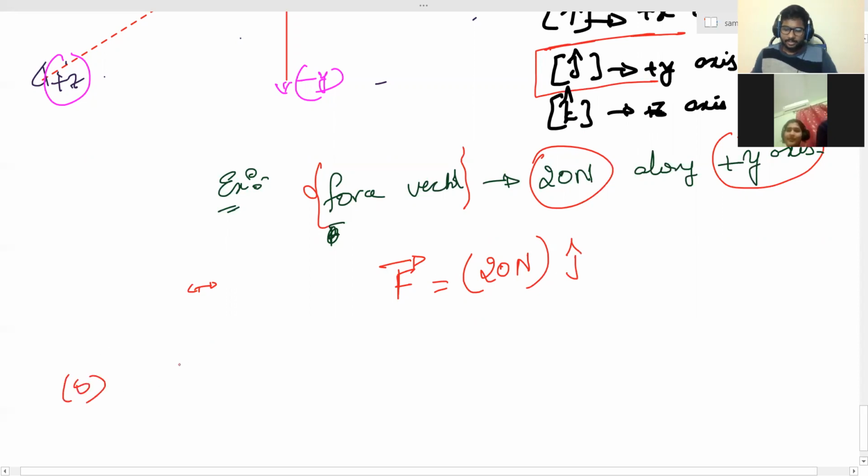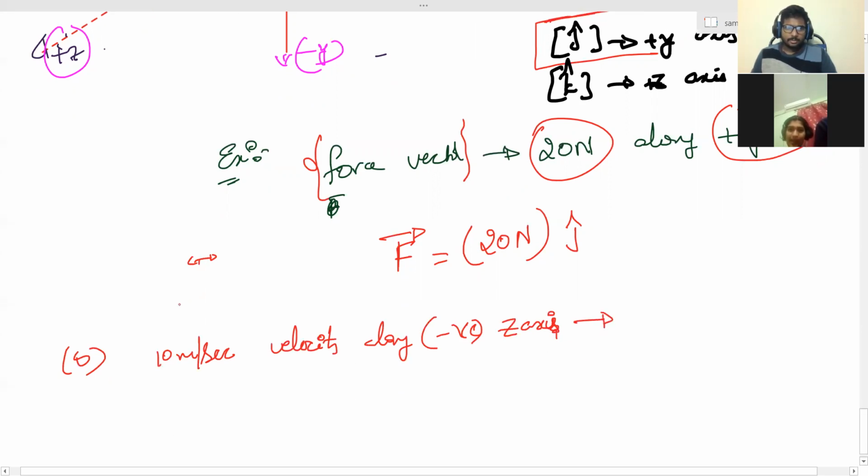Okay, next: 10 meter per second velocity along negative z axis. You describe. Sir, negative z axis means which cap will it be, sir? Positive z axis means k cap. Negative means minus k cap, that's it. Okay, sir.